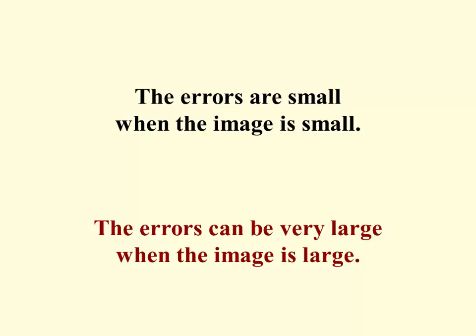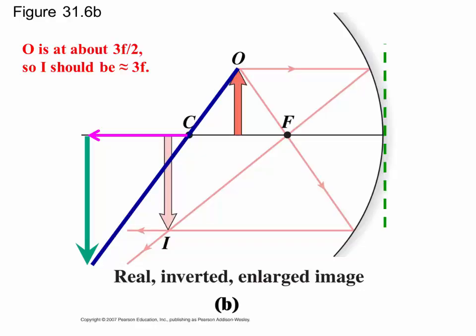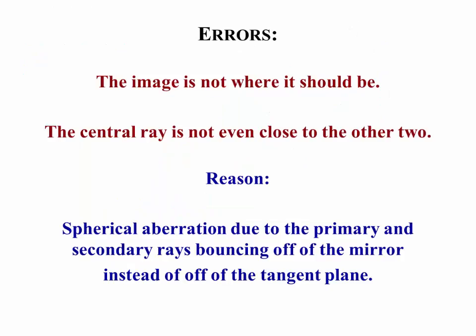Now in this case the errors aren't very big, and that's because the image itself is small. When the image is enlarged, magnified, the errors are also enlarged. So for example, in this case, where the object is about halfway between the center and the focal point, the image should be at 3 times the focal point, at the end of that pink arrow where I've drawn a teal image arrow. And you can see that the actual image is nowhere near that. Similarly, the central ray from the object to the center of curvature of the mirror is nowhere near the intersection point of the primary and secondary rays shown in the textbook.